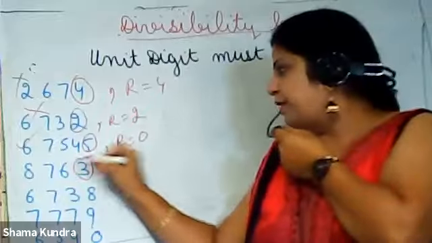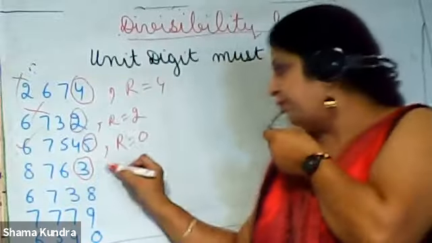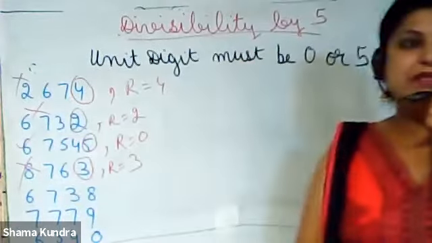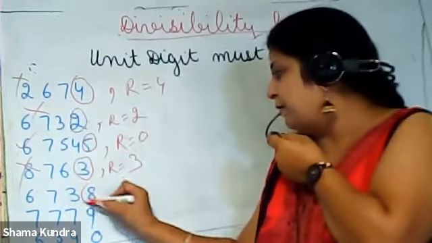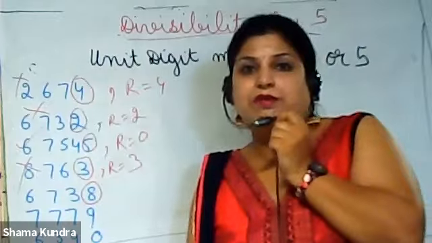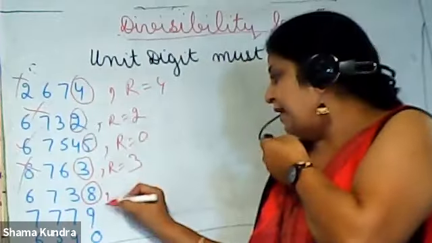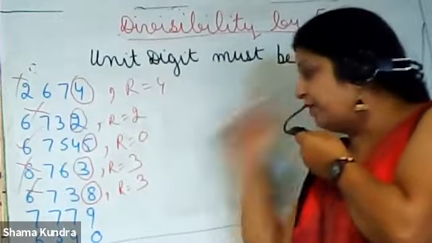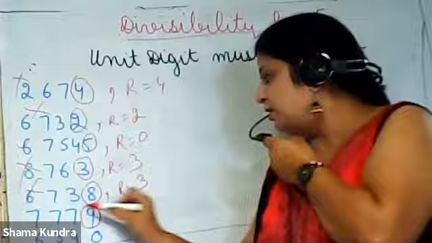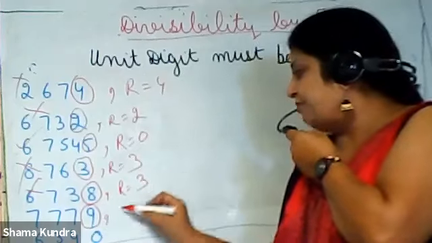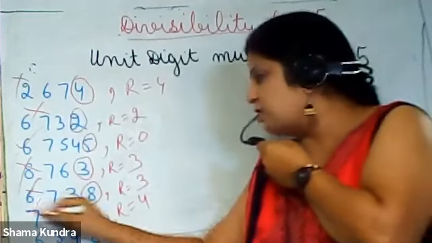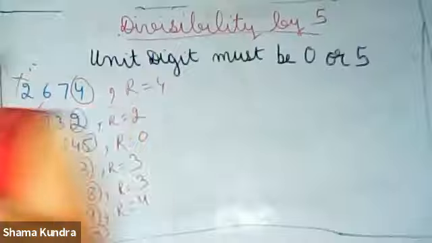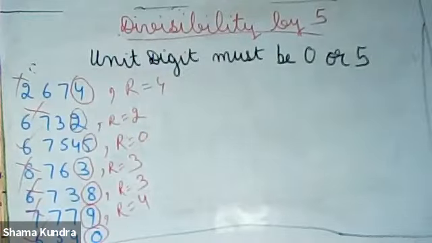In this example, the unit digit is neither 5 nor 0. Here the remainder is 3. So the given number is not divisible by 5. In this example, the unit digit is neither 5 nor 0, and when I divide it by 5, I get remainder 3. So the given number is not divisible by 5. Here the unit digit is neither 0 nor 5, the remainder is 4. So the given number is not divisible by 5. Here the unit digit is 0, so this number is completely divisible by 5.